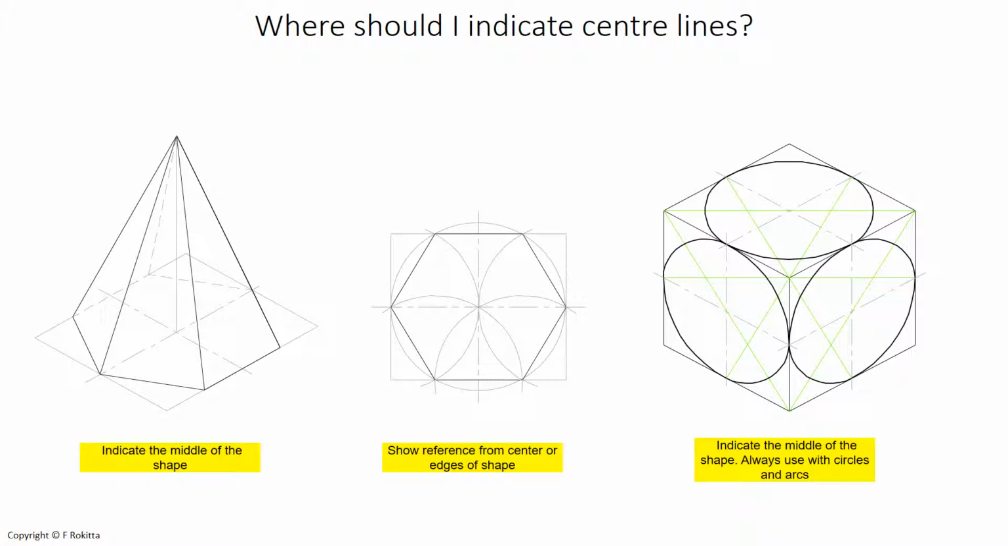Where should I indicate center lines? On the presentation, we have 3 examples to show the use and application of center lines. On the far left, we show the middle of the shape using center lines. As the base of the hexagonal pyramid is a symmetrical shape, we have to use center lines. In the middle, we have the auxiliary view of the base, and here we use the center lines to indicate the distance from the center to the edges of our construction. On the far right, we use the center lines to indicate the center of the circle, also the touch points of our construction for the edges of our circle onto the cube.